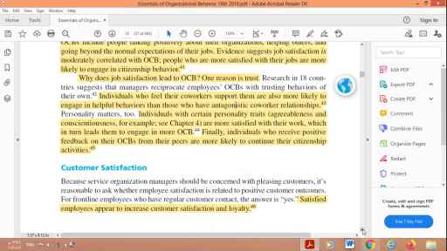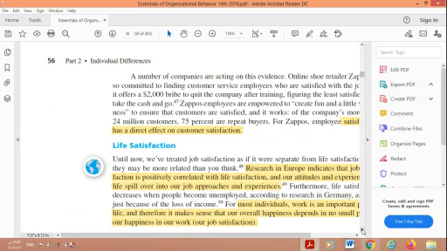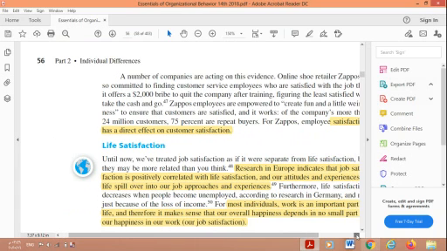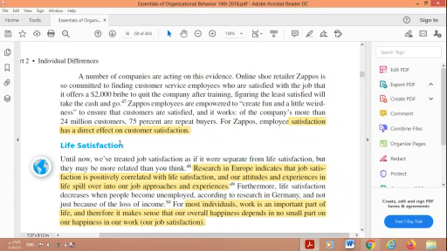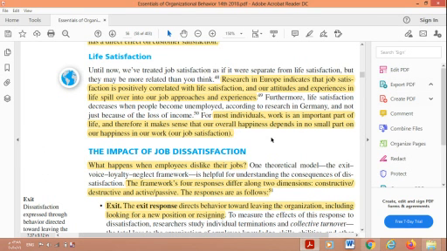Okay. Another outcome of satisfaction, customer satisfaction. Satisfied employees appear to increase customer satisfaction and loyalty. So if the employees are satisfied, they will treat the customers more effectively and more efficiently and provide the service in a right way or in a professional way. Okay, so we can say that satisfaction has a direct effect on customer satisfaction. Another impact of job satisfaction is life satisfaction.